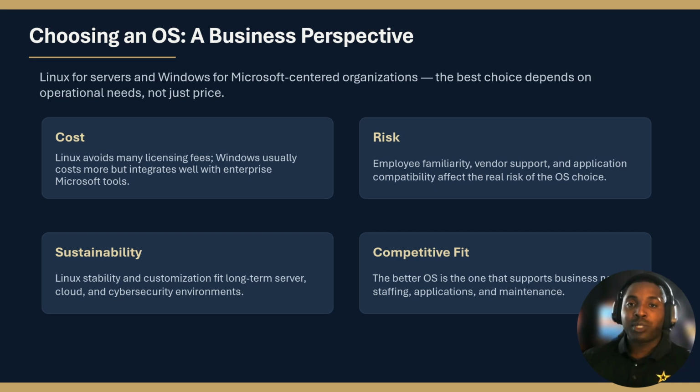So when a business chooses an operating system, cost is only one part of the decision. Linux is attractive because there aren't licensing costs, right? It's very stable. It's commonly used for servers, cloud environments, and cybersecurity systems. While Windows costs more, it integrates extremely well with Active Directory, Microsoft 365, and many other business applications that organizations already use. Companies also have to think about employee experience, technical support, compatibility, and long-term maintenance.